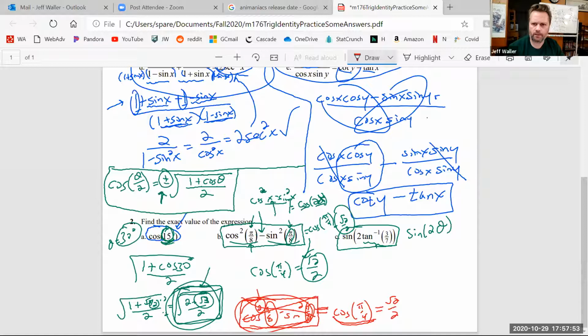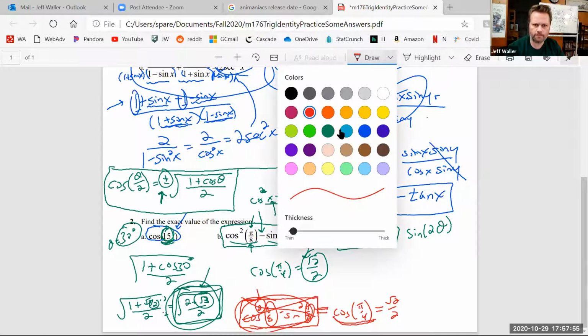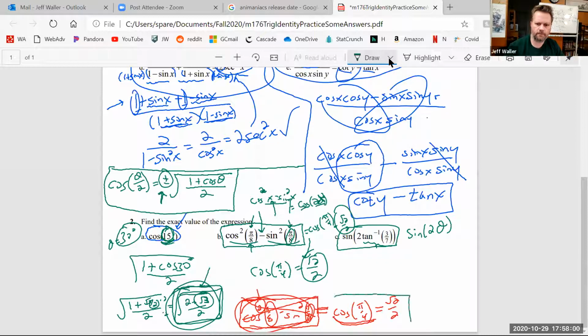So coming back, I keep wanting to do this the wrong way. Coming back to this guy. So pretty cool with that. I'm just rewriting a sine of twice an angle. And of course, what's sine of twice an angle? What's the identity for this? Two sine theta cosine theta.